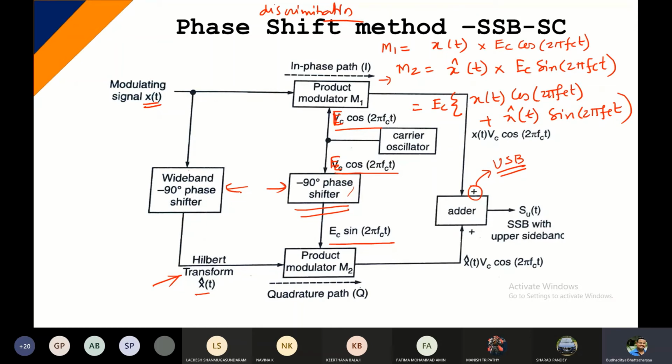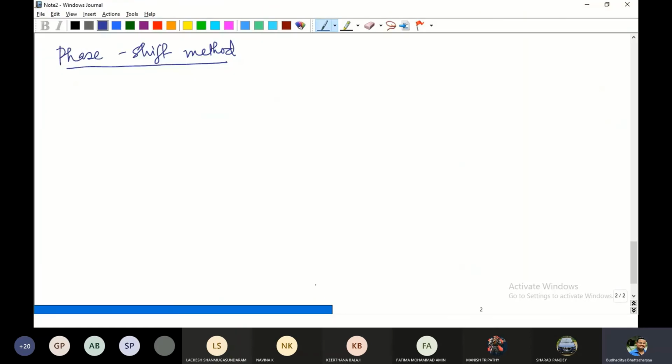This is similar to the balance modulator that we had already discussed, so I'm not focusing much on the usage and all. So let me go back to here. The phase shifted method is also done. So these are the two promising methods that we have discussed for the generation of SSB.